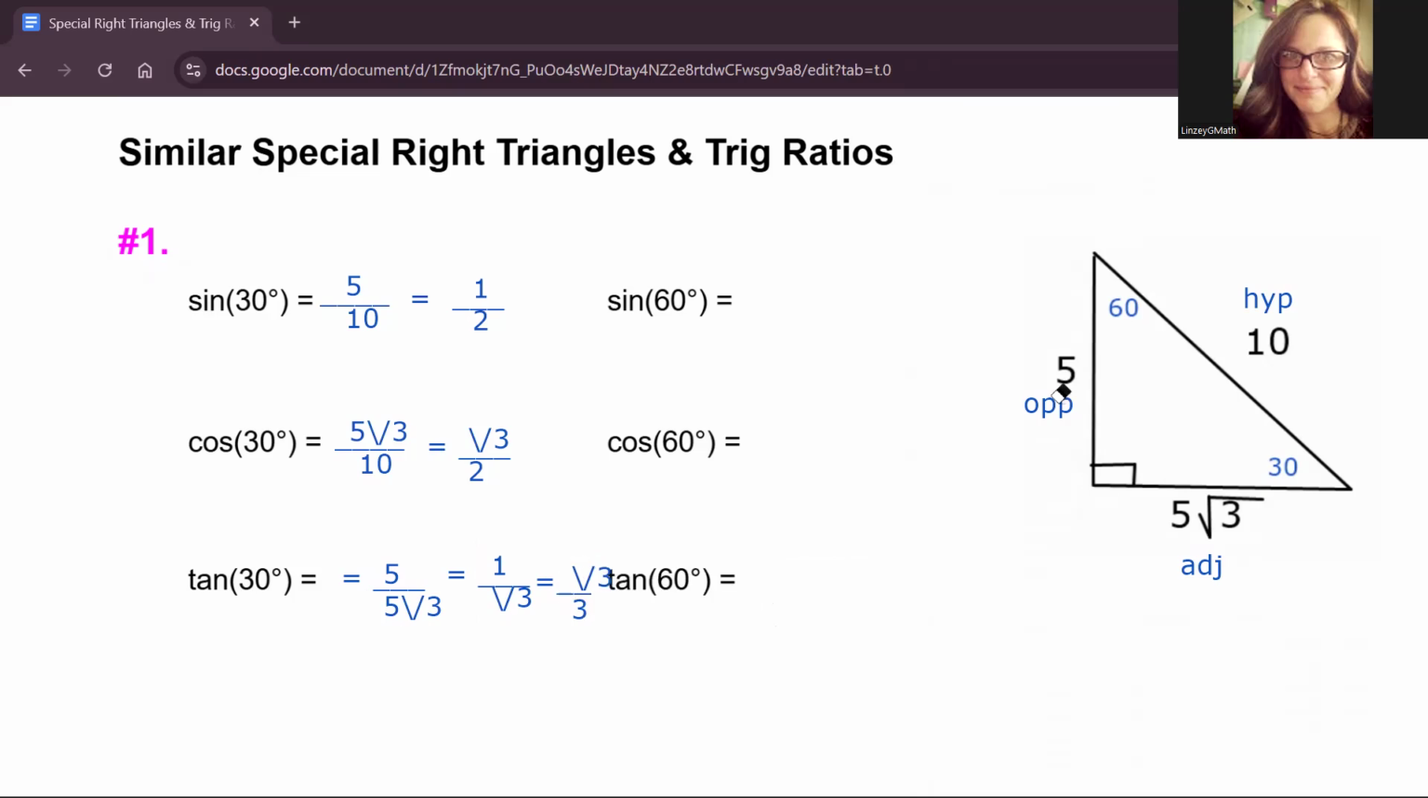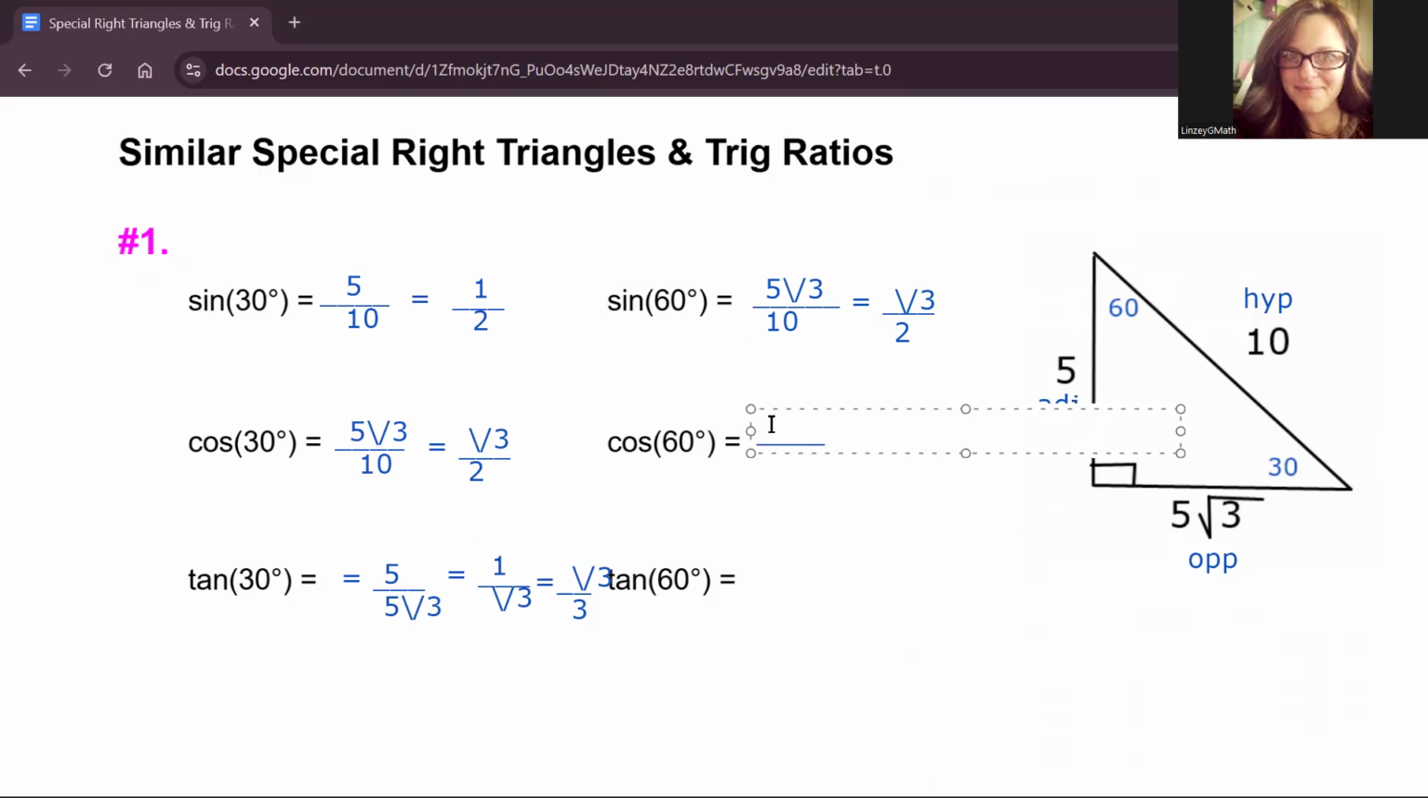And then let's rename our triangle, and we'll work with 60 degrees. Opposite side of 60 and the adjacent side of 60. Hypotenuse is always the opposite side of the right angle. Sine of 60, opposite over hypotenuse. Square root 3 over 10. And we can reduce, and we get square root 3 over 2. Sine of 60 is always square root 3 over 2.